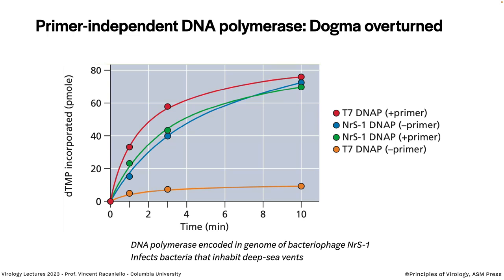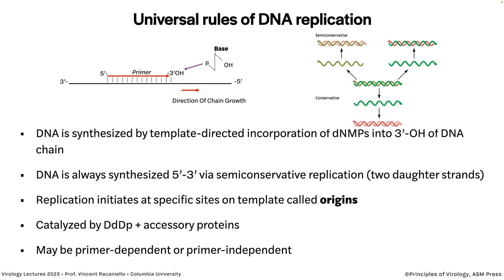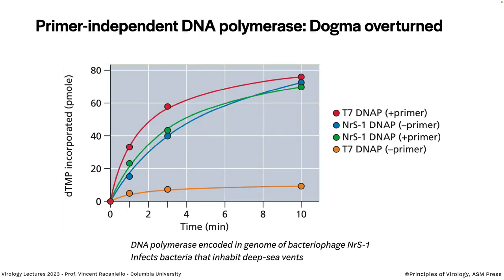Here, T7 DNA polymerase without a primer, in orange, you make nothing because this is a primer-dependent enzyme. You add a primer, and a primer is nothing more than a short series of bases which base pair with the template. They give the polymerase an anchor. Now, the T7 with a primer works beautifully. And then we have the bacteriophage NrS-1 with and without a primer. You get the same amount of incorporation. A primer is not needed. So this was the first demonstration that not all DNA polymerases are primer dependent.